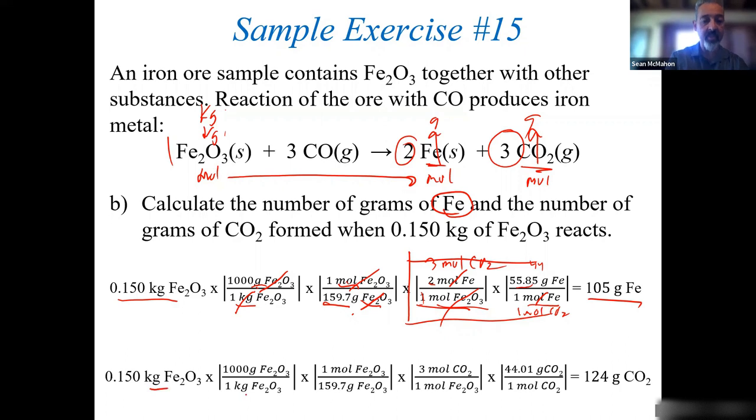Convert the kilograms to grams using the metric system. Convert the grams to moles using molar mass in the periodic table. Convert moles to moles using a balanced 1 mole to 3 mole ratio. That cancels. Convert moles to grams. How? Again, the periodic table. That cancels. And then I get my final unit, final answer, 3 sig figs.